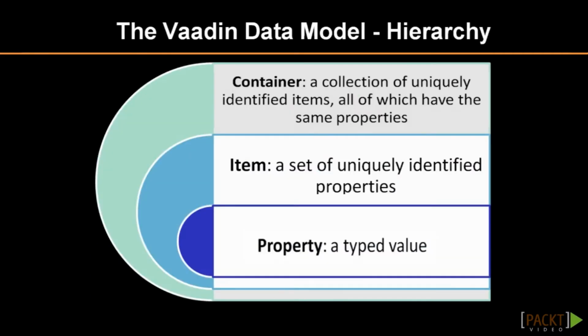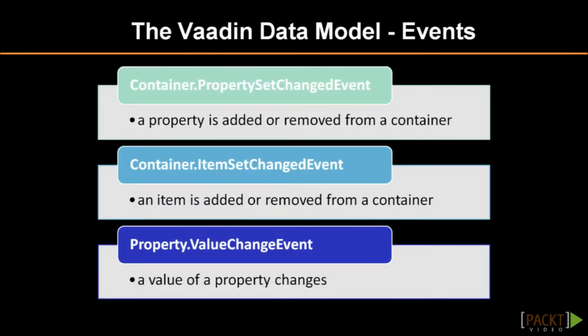An item is a collection of properties, where each property is uniquely identified with a property ID. Finally, a container associates items and corresponding item IDs. Moreover, all items in the container contain the same property types and property IDs. Whenever an item is added to or removed from a container, an item set change event is broadcasted. Some container implementations also allow adding or removing properties. In such a case, a property set change event is broadcasted.